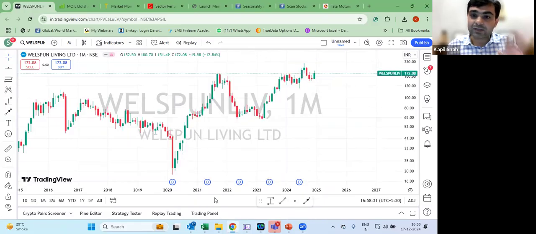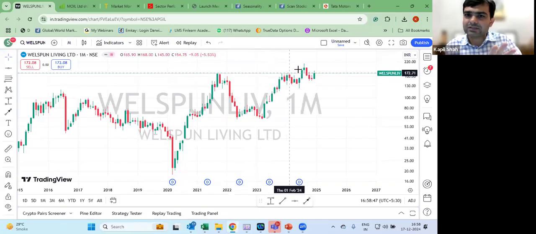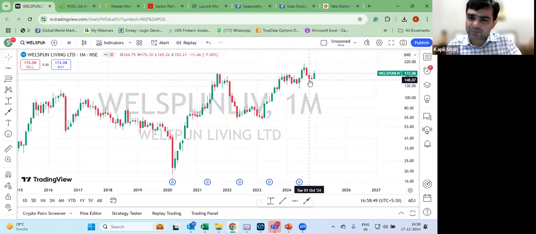Okay, fine. So this is the monthly chart. Yesterday we were talking about multiple time frame analysis. Your decision making chart has to be separate, your trade initiation chart has to be separate, right? So on the higher time frame, I like it. Okay, fine. The trend is positive, the breakout is there, and a decent correction is also happening.